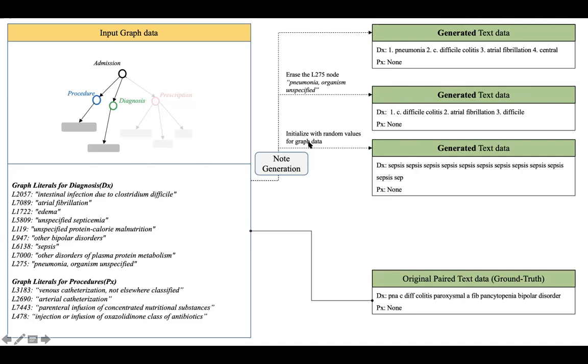And here, what happens if you initialize with random values of the graph? If you just randomize all the nodes into random nodes, the model just generates garbage. It's all sepsis. So even the format is wrong. Before it was like 1. pneumonia, 2. this, and 3. that, but here it's just all sepsis. So it also means that the model respects the structure of the graph. If you assign random inputs to the whole graph, it'll generate garbage. So garbage in, garbage out. I think there was a question.